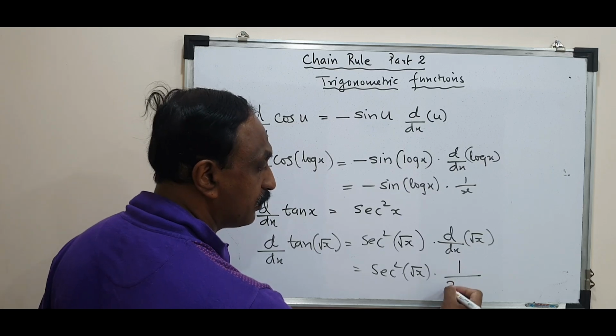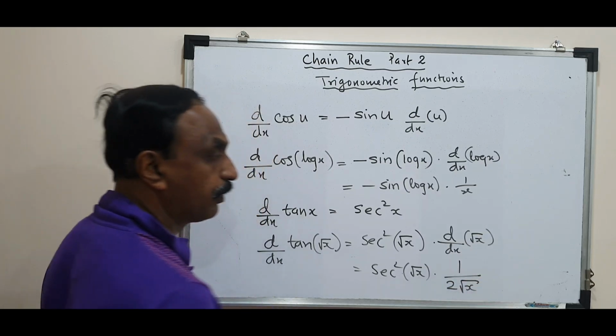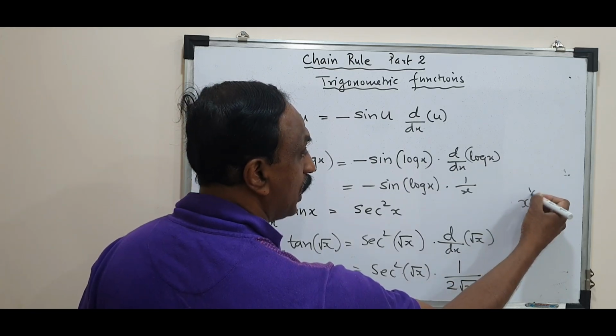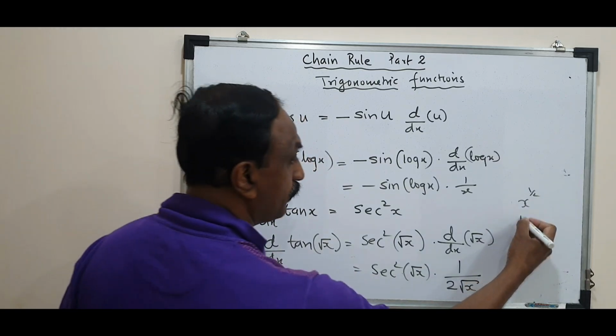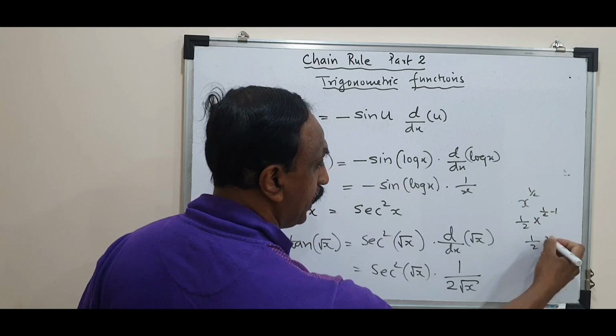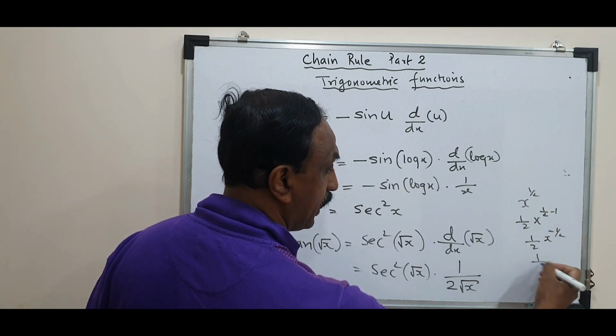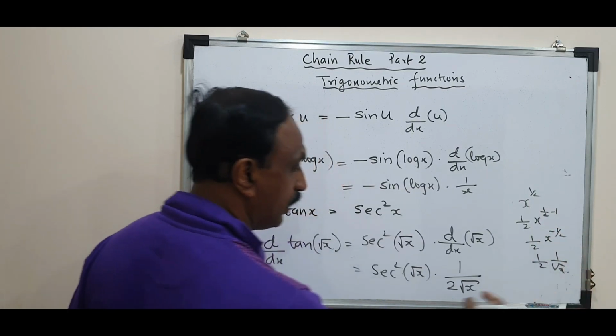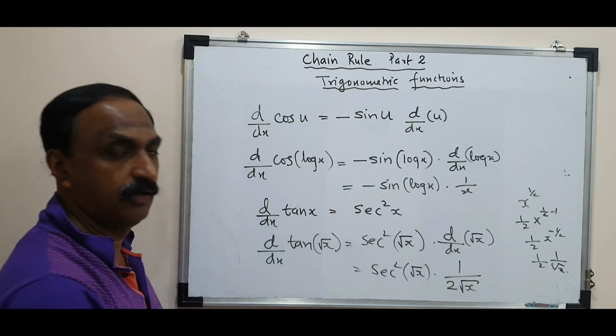What is the derivative of root x? 1 upon 2 root x. I hope you remember this. Derivative of x raised to half. What is the derivative of x raised to half? Half x raised to half minus 1. That became half x raised to minus half. That became half 1 by root x. So derivative of root x is directly 1 by 2 root x.